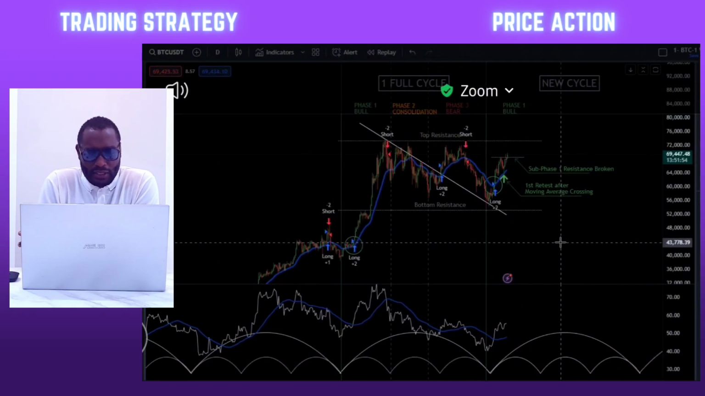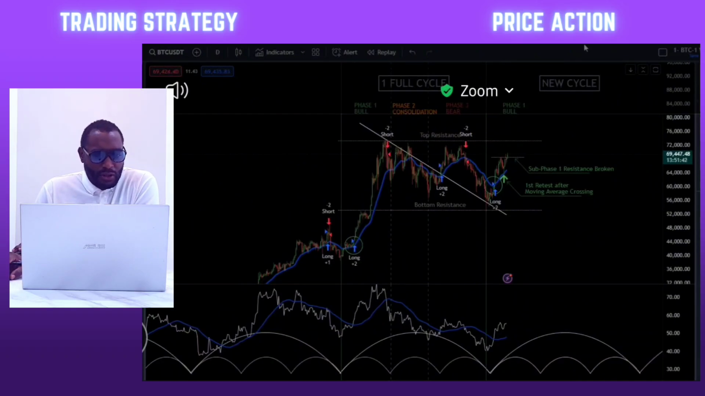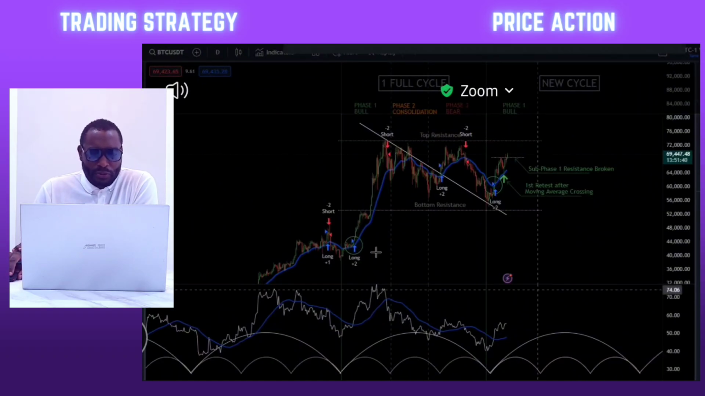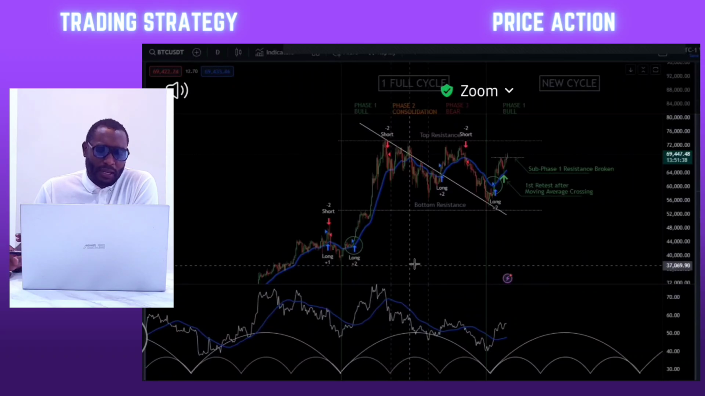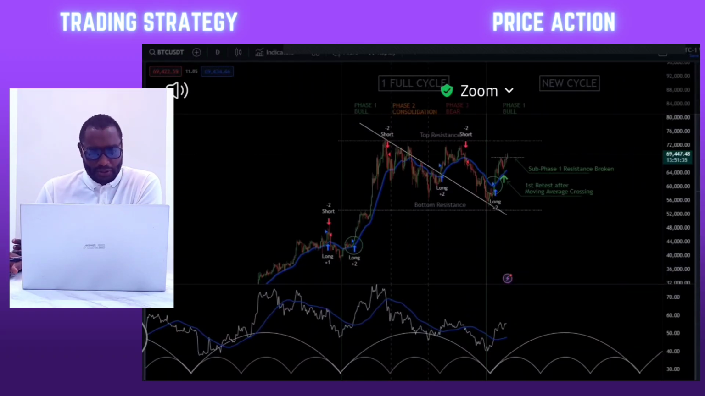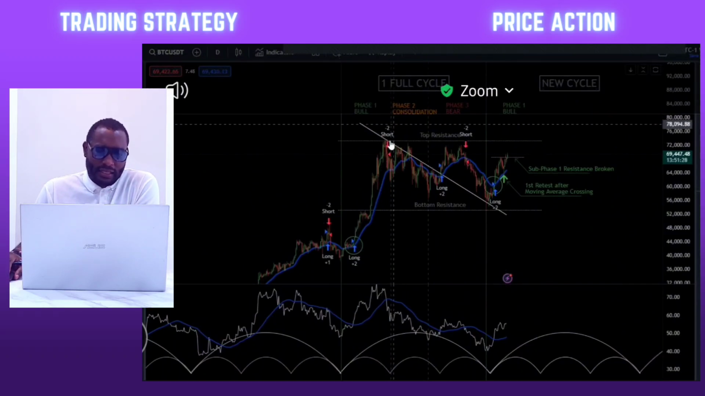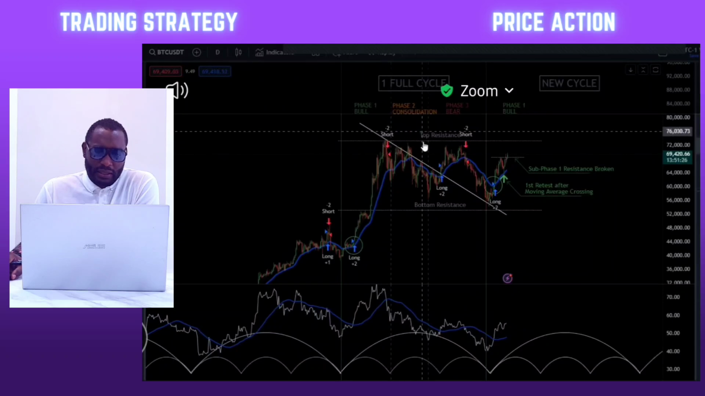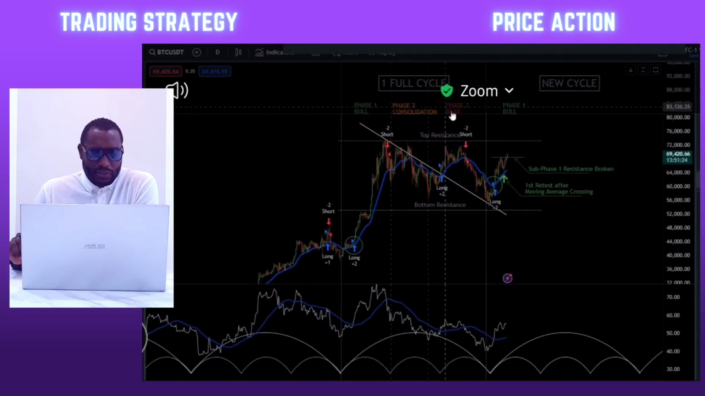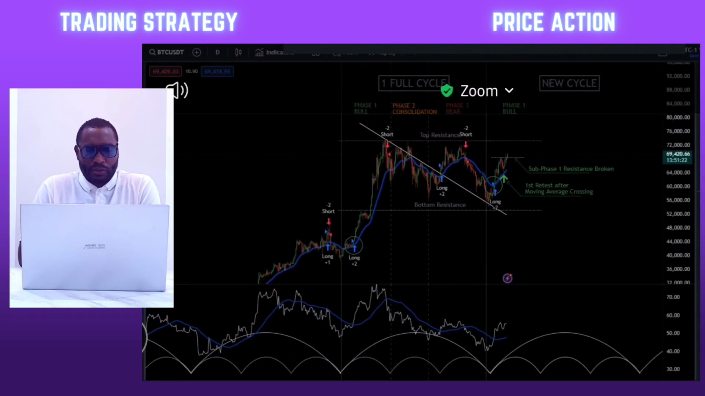On this one-day chart that I have here up on the screen, we're looking at a major full cycle, and then we have a new cycle, which these are the tags up at the top. So this previous cycle we just went through, I just want to go over some of the basics of how cycles work. In this case, we've got three cycles. We have a bull phase, which is phase one. Then we have a consolidation phase, phase two. Then we have a phase three, which is a bear cycle going into a correction.